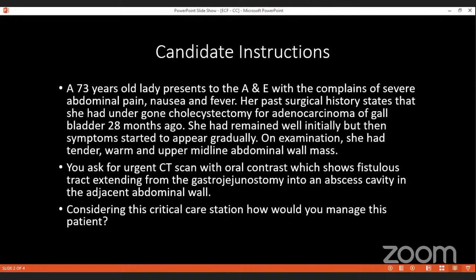What is the patient suffering from? As per the history of cholecystectomy and a huge abdominal mass, and the CT scan itself shows there's a communication between the gastric jejunostomy and the abscess cavity, it's more likely to be an enterocutaneous fistula. Can you define the term fistula?